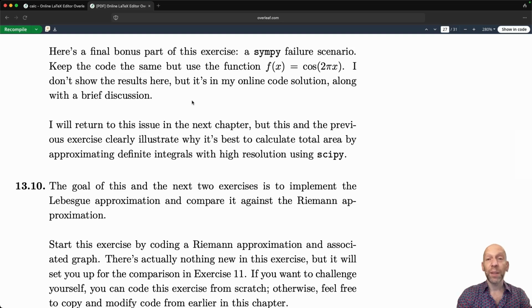Here is the final part of this exercise, which I call the bonus part. Basically just repeat the exercise, but using the cosine of 2 pi x instead of that polynomial function. Okay, so something interesting is going to happen, and I will show you that in a moment. And I'll also have some interpretations about this. Let's look at the code.